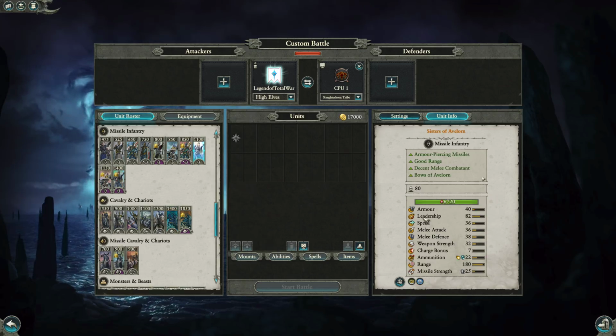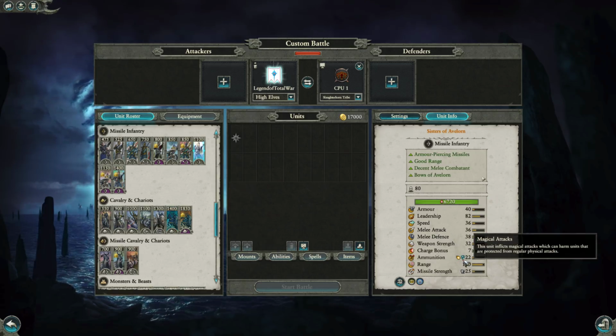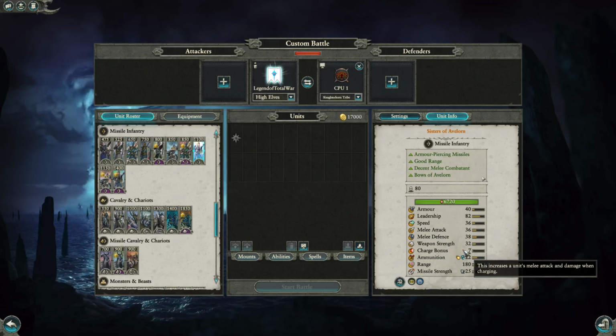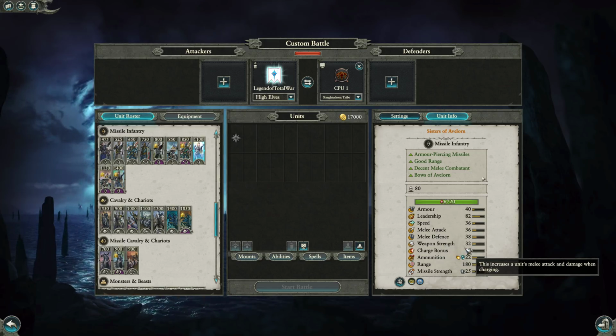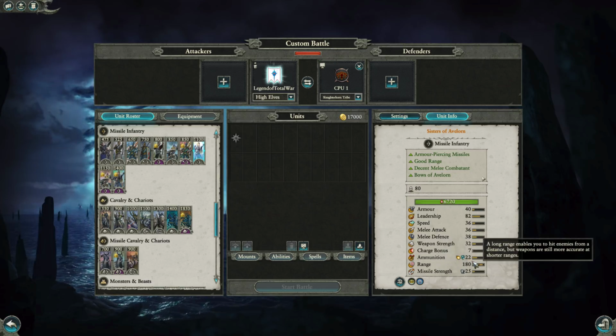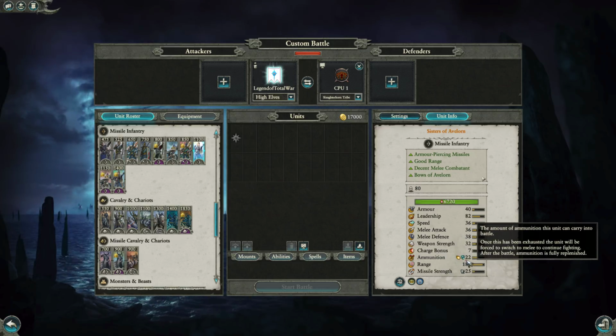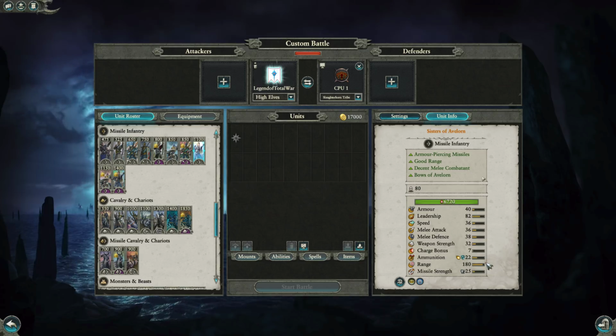So for example, if you had a unit that had 10% ward save, 10% magic resistance, 10% missile resistance, and 10% fire resistance, that would all be added up to 40%, and that would reduce the amount of damage done by the Sisters of Avalon by 40%. So it's not the case that half of their attack is flaming, half is magical, and half is missile. It's a case of all of their attack is magical, all of their attack is missile, all of their attack is fire. That's how it's applied.